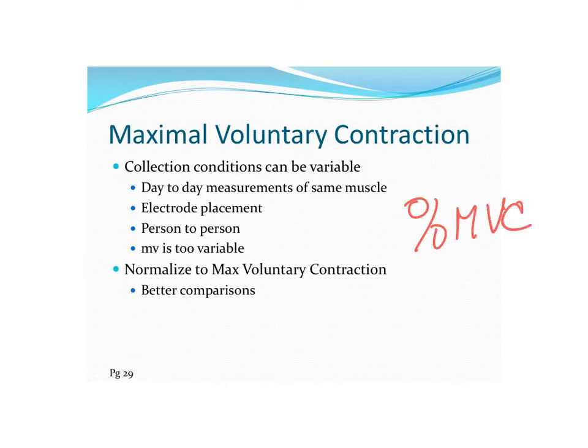And again, why do we do the maximal voluntary contraction or the percent MVC? It is to compare day-to-day measurements, to compare person-to-person, or between studies.